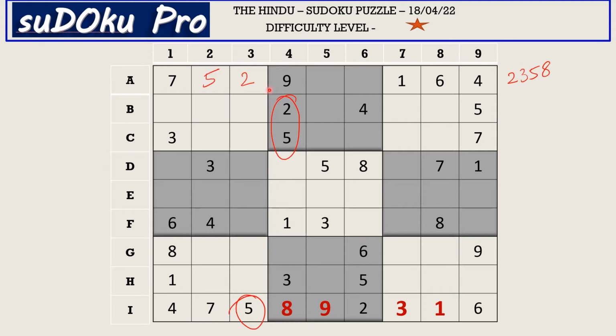So now 3 and 8 has to be in these two cells. There is an 8 and 3 here. Accordingly, A5 takes 8 and A6 takes 3.